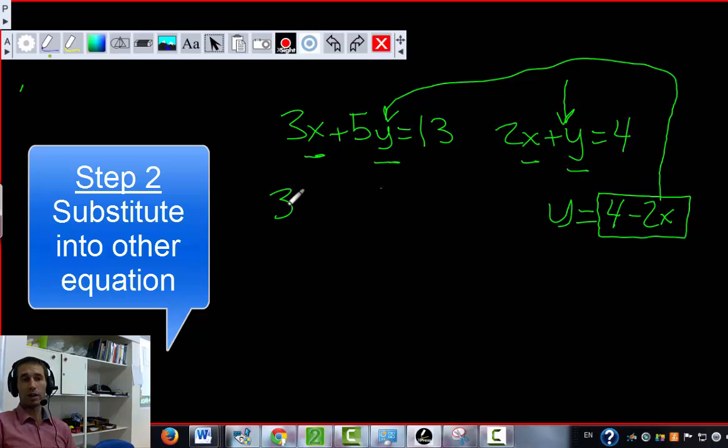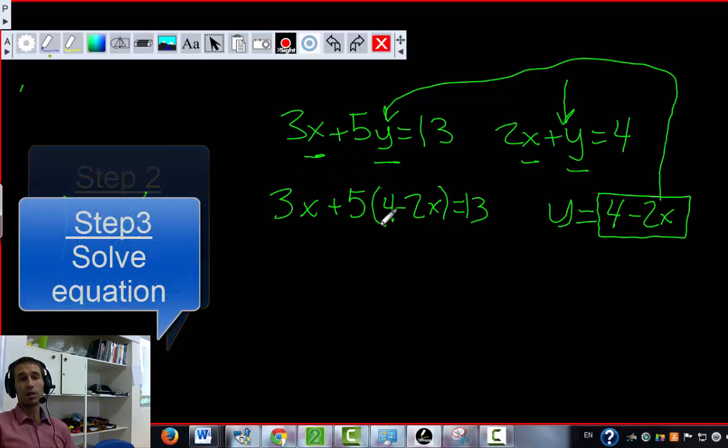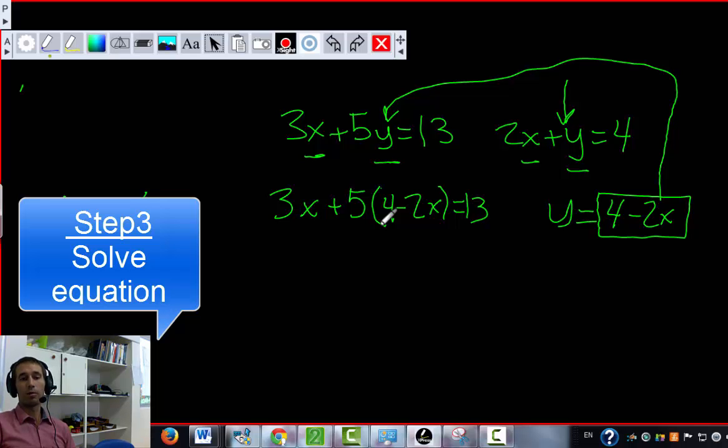So that's going to look like this. We'll have 3x plus 5, and instead of y, we substitute in this 4 minus 2x, and that is equal to 13. Now we only have one variable in our equation. We have an x and another x. Before we had an x and a y. We can't solve equations when we have two variables, not yet anyway. So we can solve for that x using our usual steps that we've been doing all year.